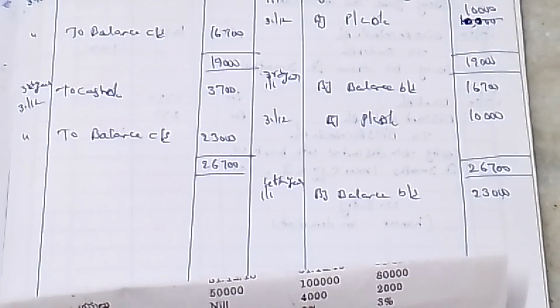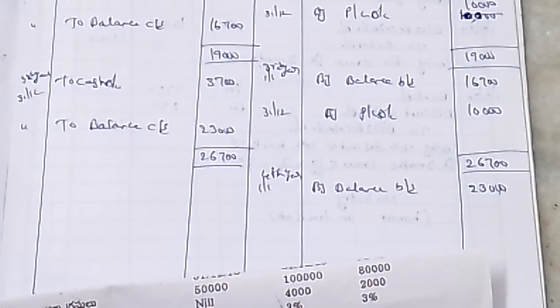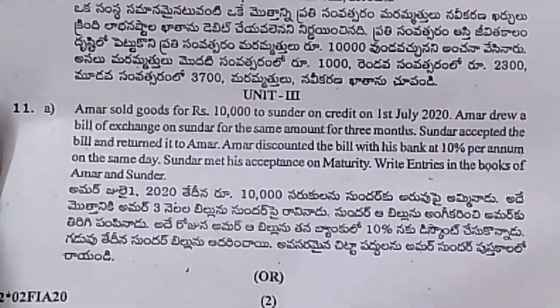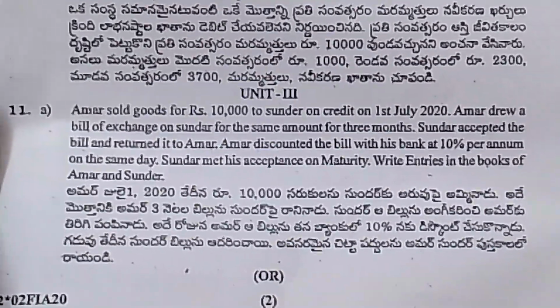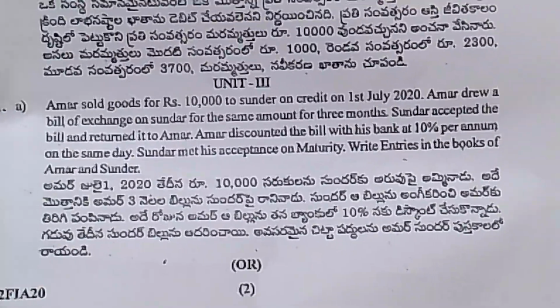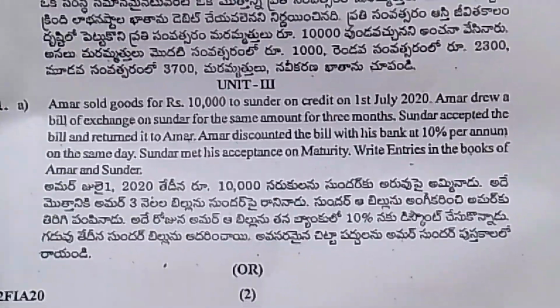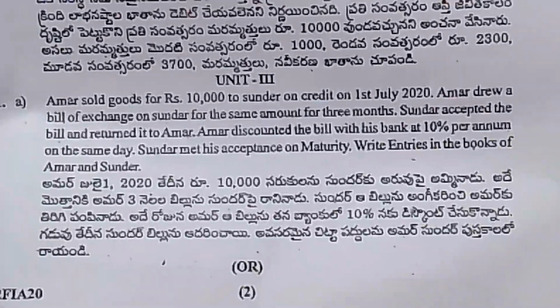Let us see the other unit. Unit 3, bills of exchange. Amar sold goods worth 10,000 rupees to Sundar on credit on 1st July 2020. Amar drew a bill of exchange on Sundar for the same amount for 3 months. Sundar accepted the bill and returned it to Amar.